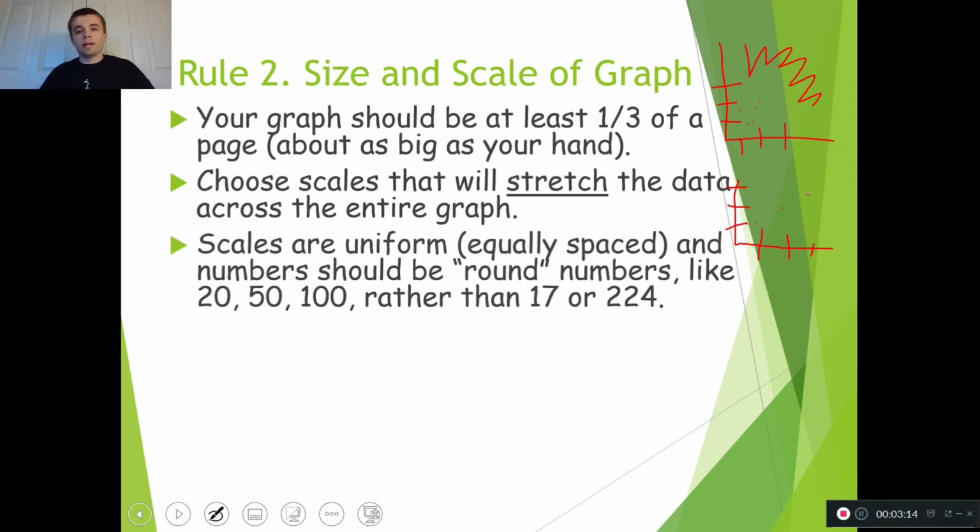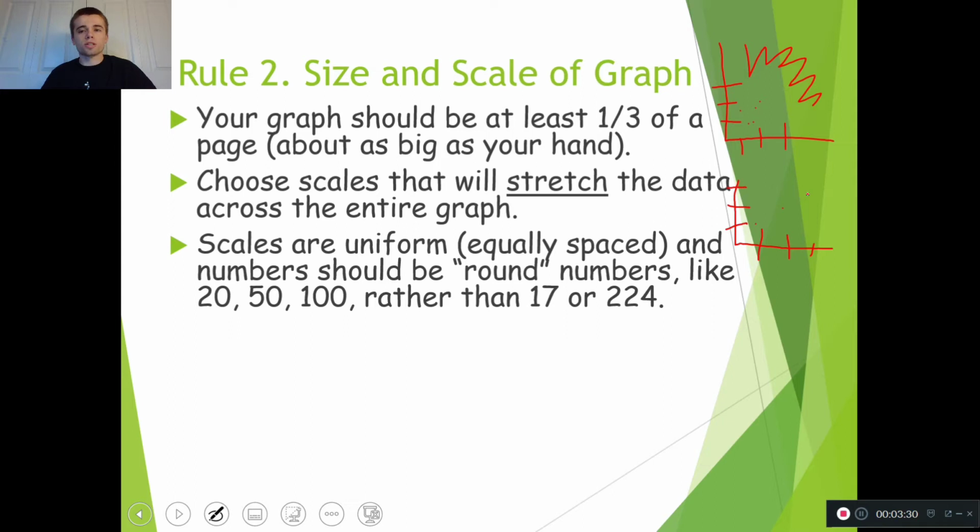Make sure that your scales are uniform, that they're equally spaced. Don't make one line 5 and the next line 25 and then the line after that 30. Make sure they're equally spaced. So 5, 10, 15, 20, or go up by 20s, 50s, 100s.